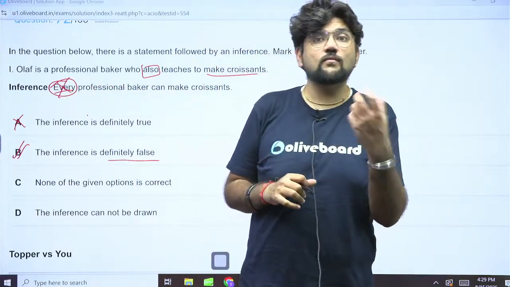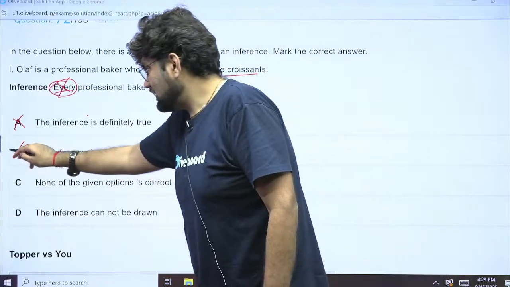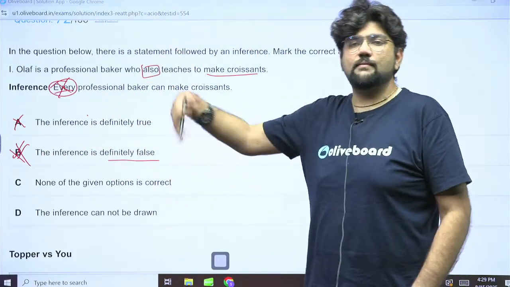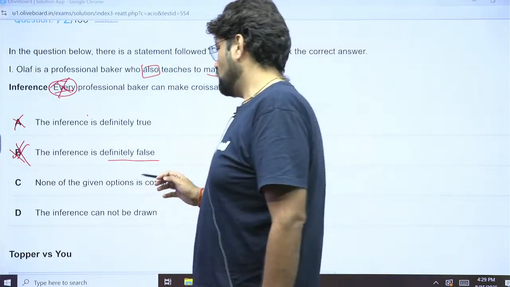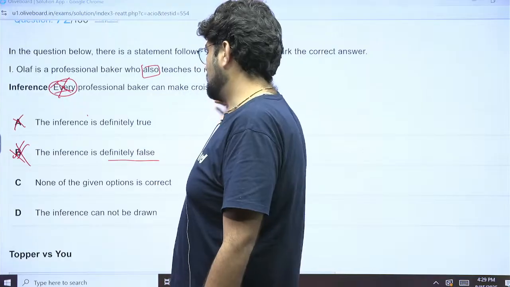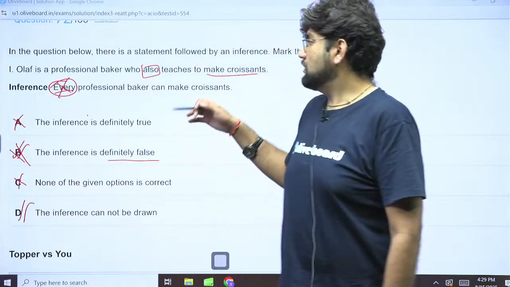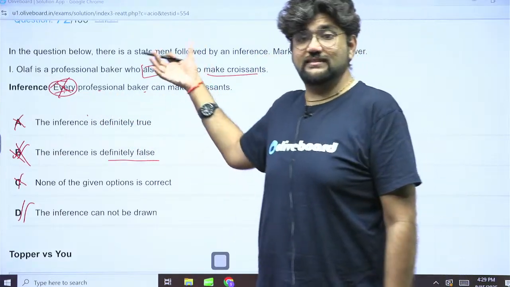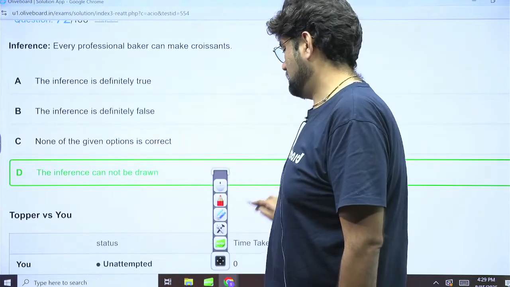That means not that some of them can make. It means nobody can make croissants. So that is also incorrect. This is not definitely false. It can be true, it cannot be true. May be true, may not be true. Probably true would have been a correct answer here. Probably false would have been a correct answer here, but that is not there. None of the options. So the inference cannot be drawn because I don't know whether every professional baker can make croissant or not. From this statement, I cannot draw this inference. Hence, this should be my correct answer.